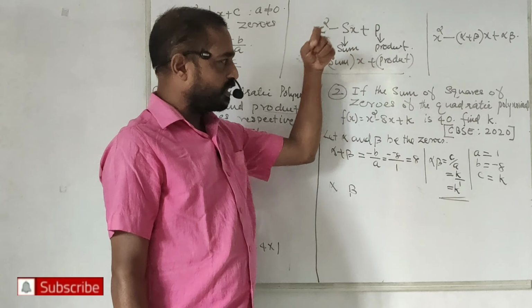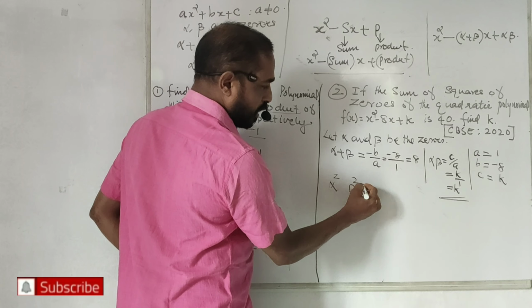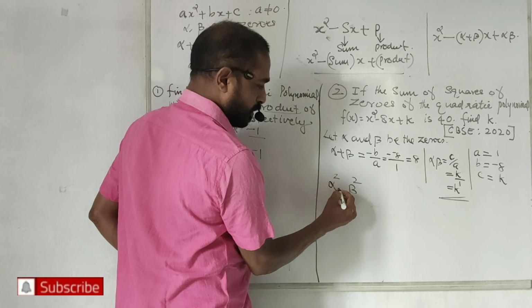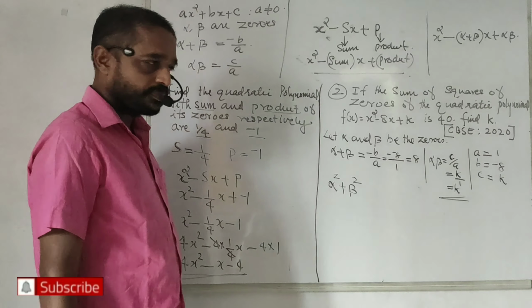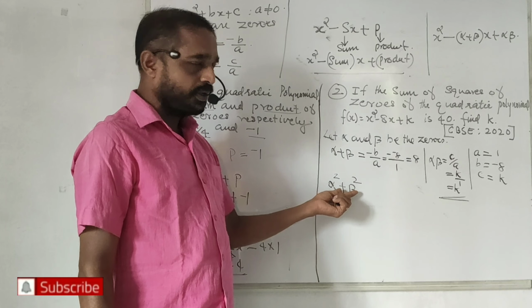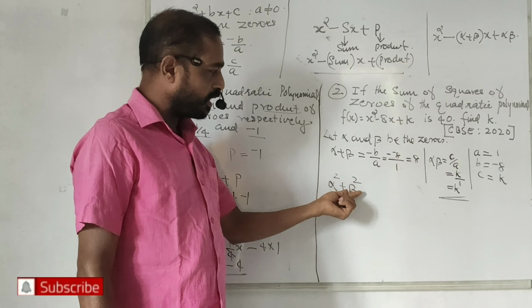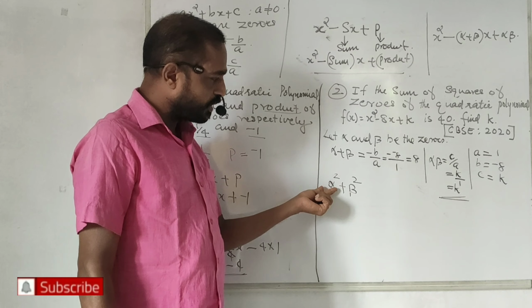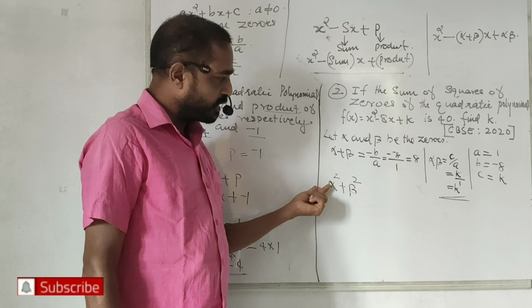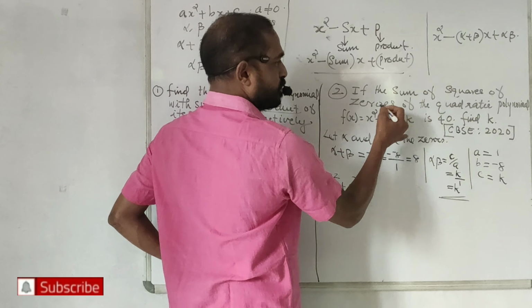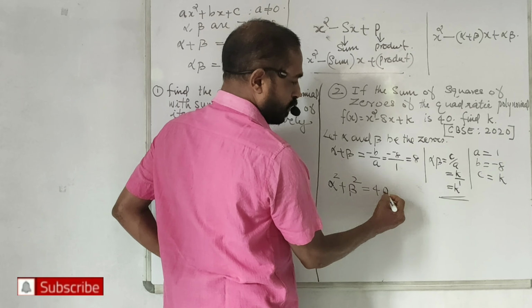So what is meant by the sum of the squares of zeros? See, alpha and beta are the zeros. Therefore, its squares are alpha square and beta square. What is meant by the sum of the squares? Alpha square plus beta square. It is given that the sum of the squares of zeros is 40. So what will be the sum of the squares? Just add alpha square plus beta square. Alpha square plus beta square is equal to 40.